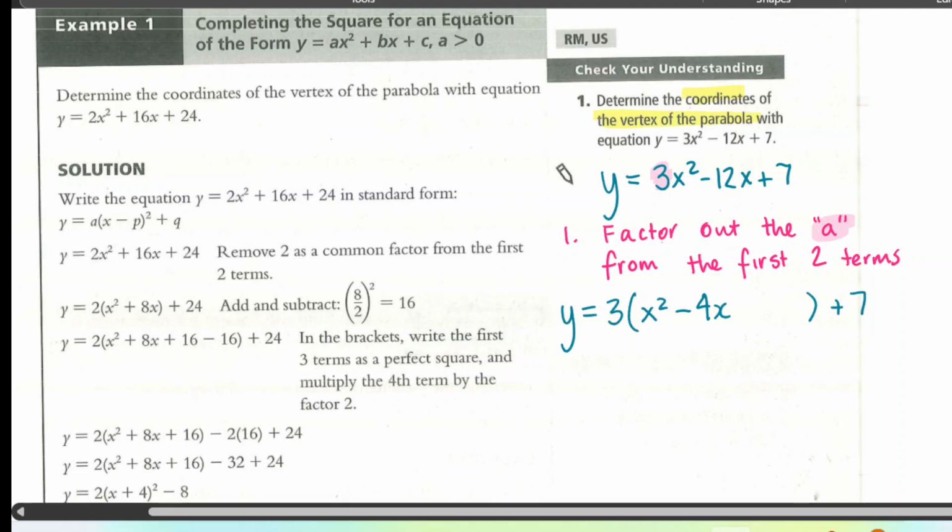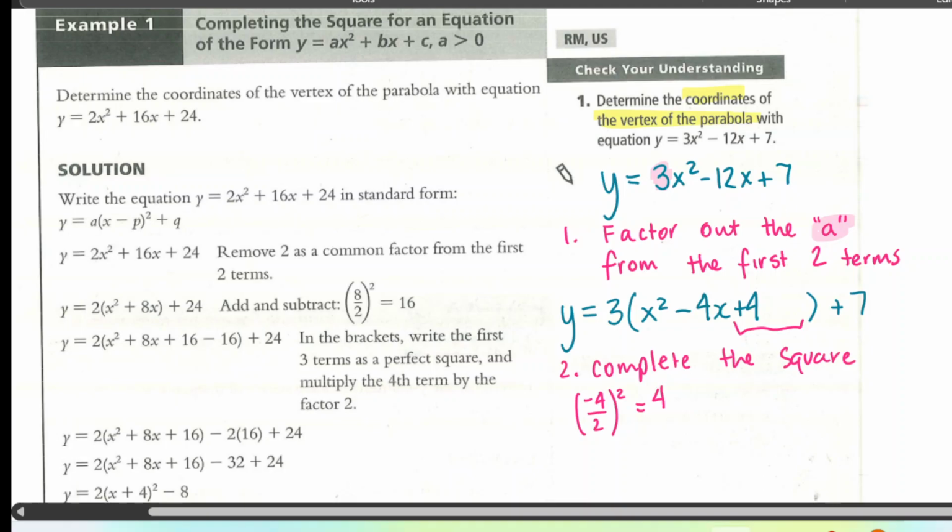Now we're going to figure out what we need to add in here in order to complete the square. So this is step 2, complete the square. And if you remember back to last unit, we had a little formula for that. So we took this b value, the coefficient in front of the x, so in this case it's negative 4. We divide it by 2 and we square that number. And that gives us the number that's going to give us a perfect square trinomial. So in this case, that is 4. So what I'm going to do here is add 4 into this bracket.